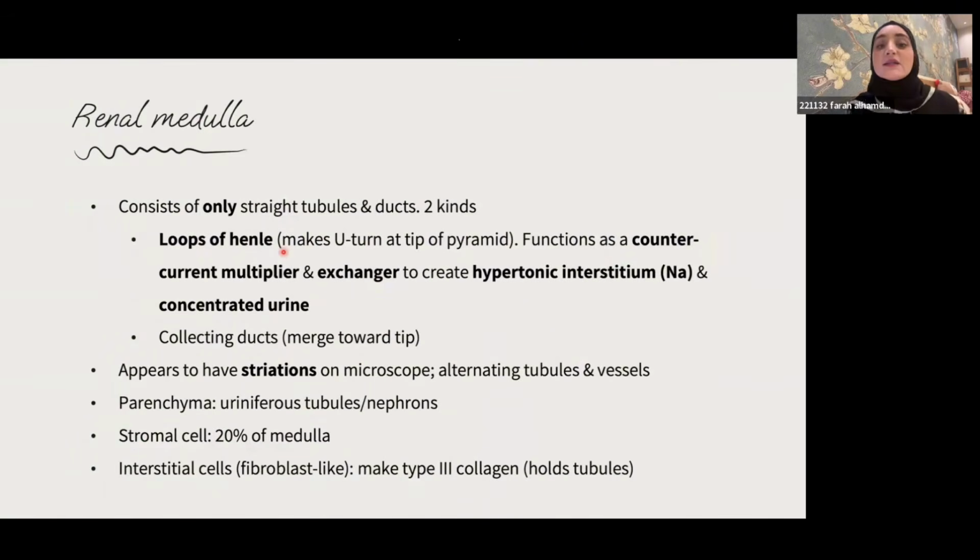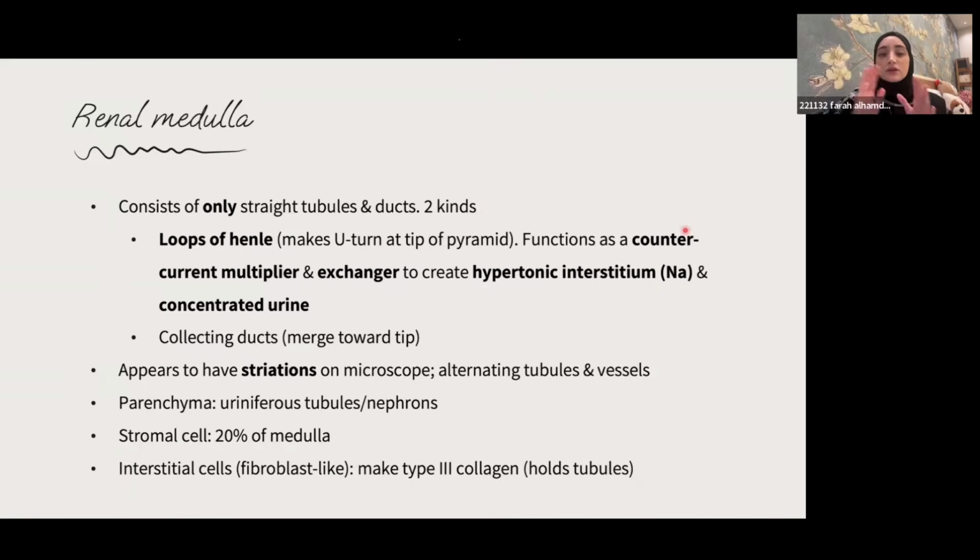The renal medulla consists of only straight tubules and ducts, as I mentioned earlier. Straight tubules and ducts, and straight vessels as well, which we call vasa recta. The straight tubules and ducts that we would find in the medulla are the loops of Henle, which make a U-turn at the tip of the pyramid, or the medulla. We call it the pyramid.